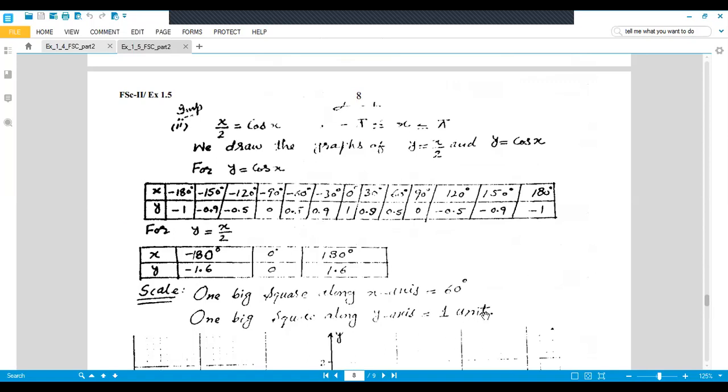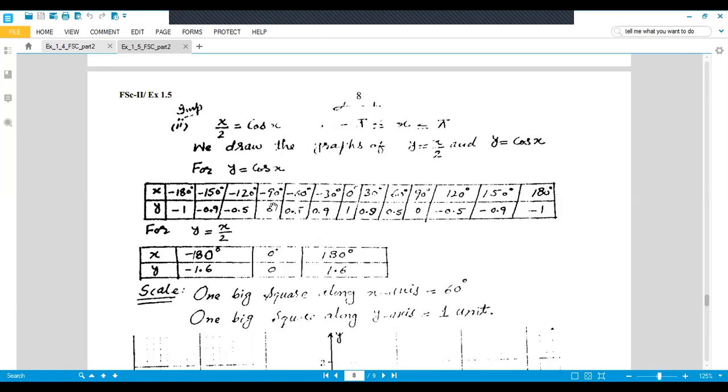The next question is very important: x over 2 equals cos x. So again, the limit is x greater than or equal to minus pi and less than or equal to pi. This is the interval. Let's suppose cos x is equal to y. So one equation is y equals cos x and the other is y equals x over 2. These are the two equations.